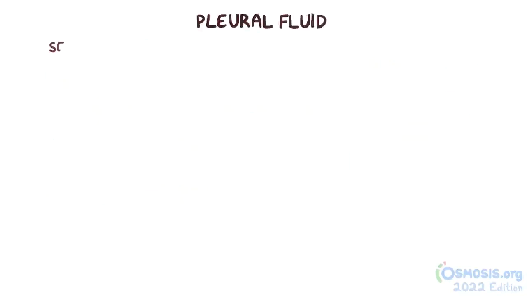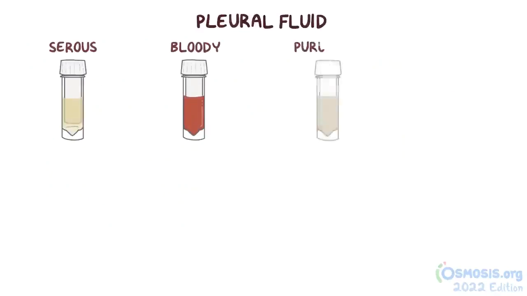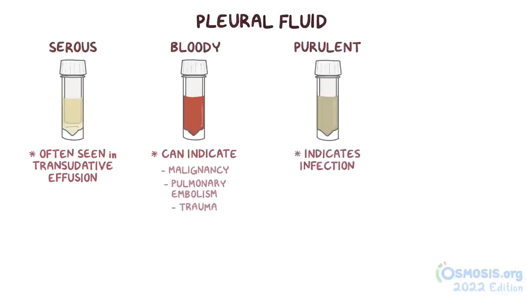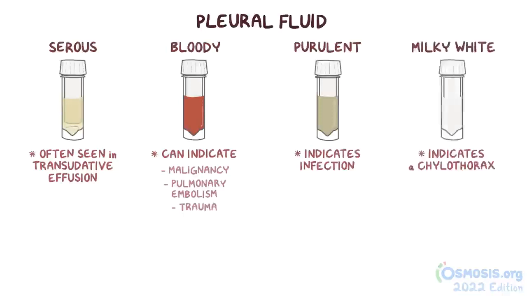Pleural fluid can appear serous, which is to say clear, or it can be bloody and purulent. Serous fluid is often seen in transudative effusions, whereas bloody fluid can indicate malignancy, a pulmonary embolism, or trauma, and purulent fluid indicates an infection. Milky white fluid indicates a chylothorax, and it appears milky because lymph contains large amounts of triglycerides and chylomicrons.